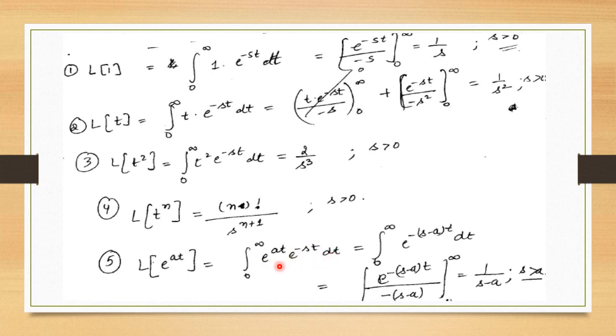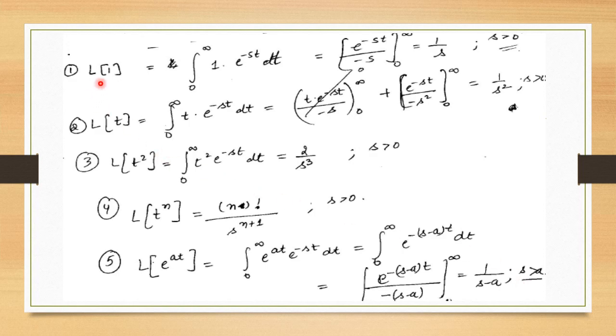We can combine these two. After taking the minus sign, it will be s minus a times t. So when you integrate this, you get this one. After substituting the limits, this value will be 0 only when s minus a is strictly greater than 0, meaning s is greater than a. So this is a condition. Under this condition, this value will be finite. Therefore, the Laplace transform of e to the power at will be 1 over s minus a, provided s is strictly greater than a.